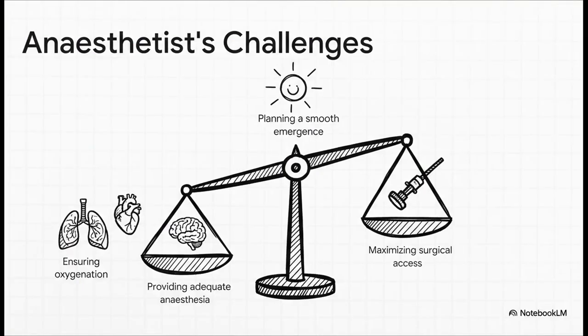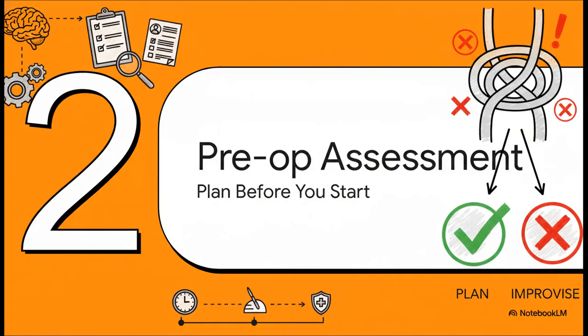So what this really boils down to is a high-stakes balancing act that you're performing every single second. On one hand, you've got your absolute non-negotiables: keep the patient oxygenated, get rid of CO2, make sure they're deep enough. But on the other hand, you have to give the surgeon the best possible access. And you have to do all of that while already planning for a super smooth, safe wake-up. It's an incredibly delicate balance. So how do you manage that balancing act?